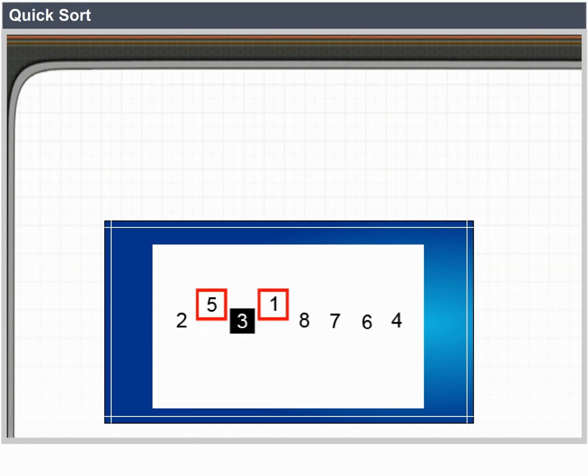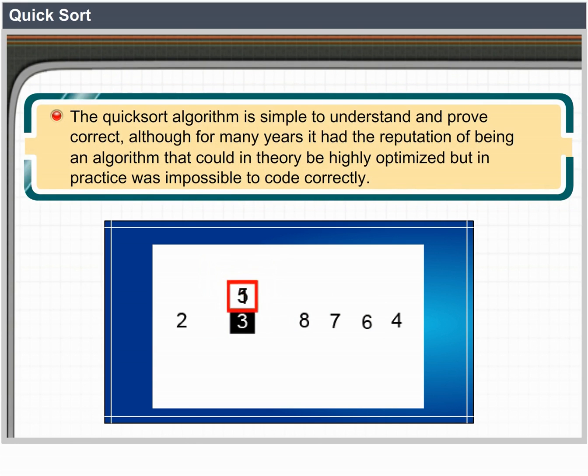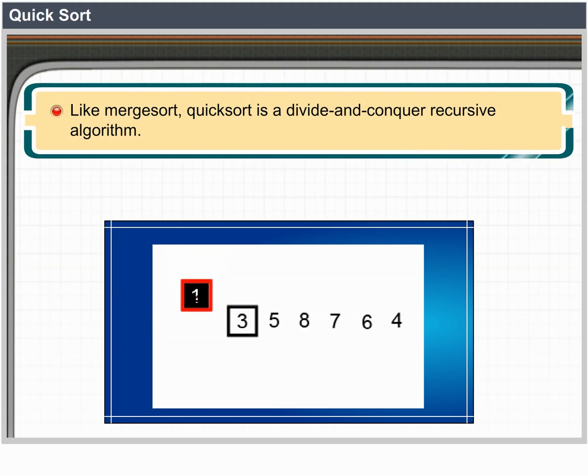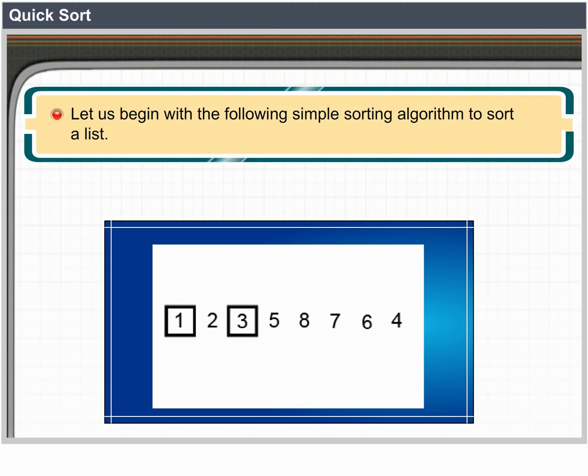The Quicksort algorithm is simple to understand and prove correct. Although for many years it had the reputation of being an algorithm that would in theory be highly optimized, but in practice was impossible to code correctly. Like merge sort, Quicksort is a divide and conquer recursive algorithm. Let us begin with the following simple sorting algorithm to sort a list.